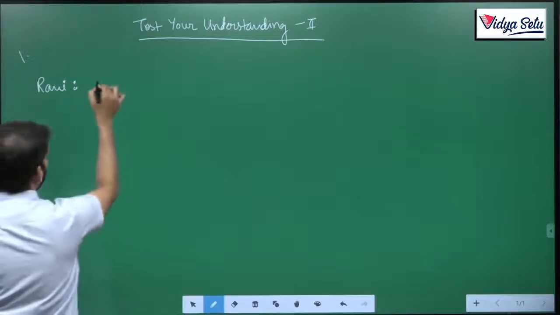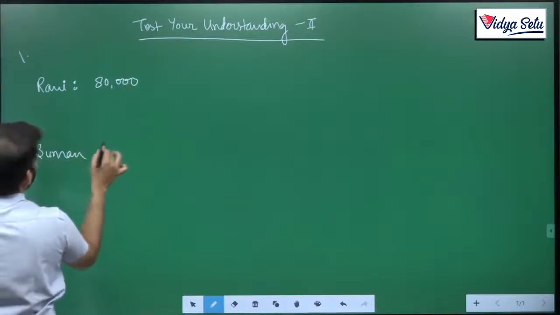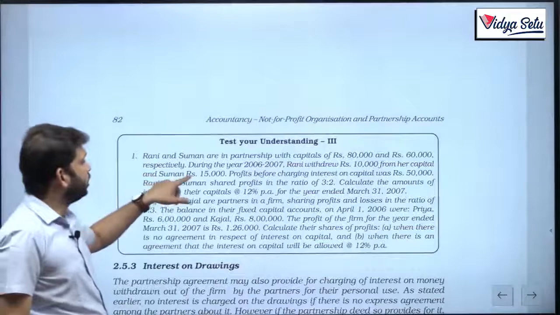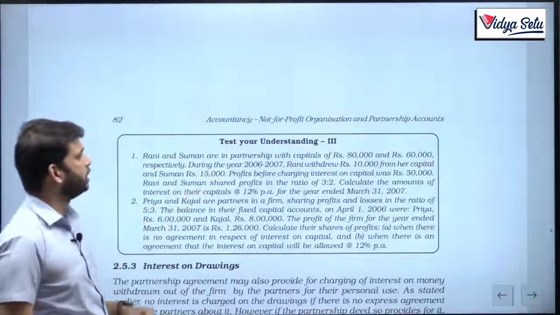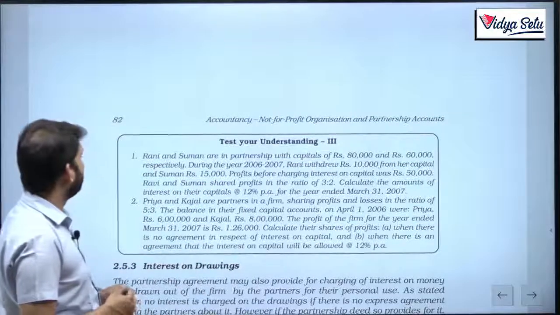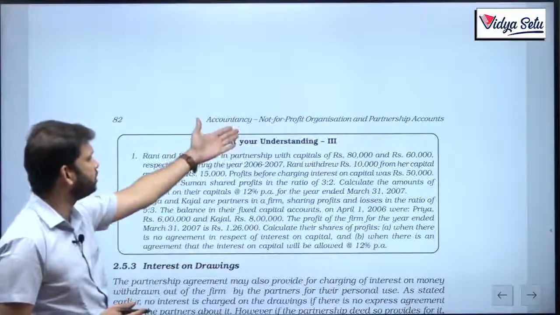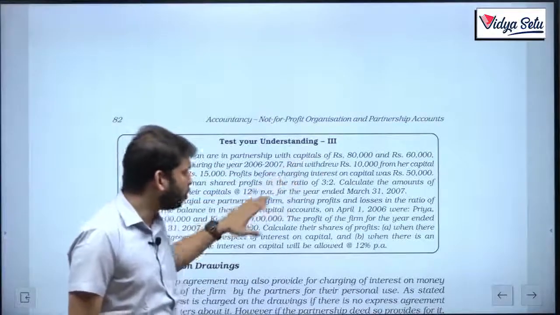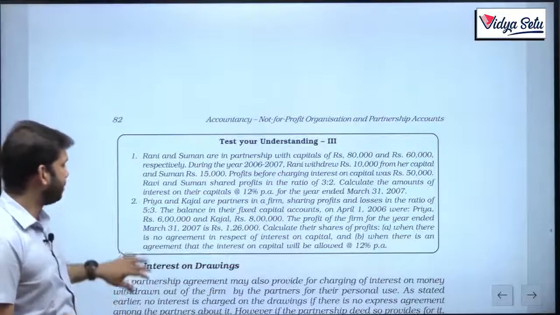Rani's opening capital was 80,000 and Suman's 60,000. Okay. During the year, Rani withdrew 10,000 from her capital and Suman withdrew 15,000. Profit before charging interest on capital was 50,000. Rani and Suman shared profits. Calculate the amount of interest on their capital. So just 12% of 80 and 12% of 60. We don't know when she withdrew, and the concept of interest on drawings will come next time. That time we'll understand when the withdrawal will come.